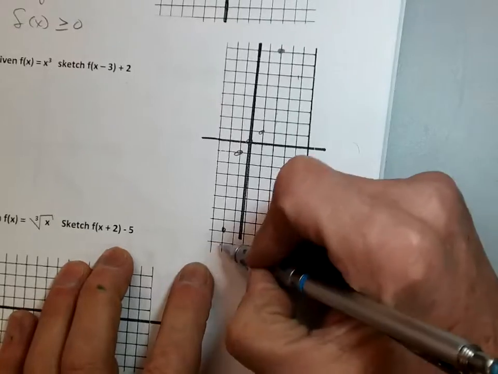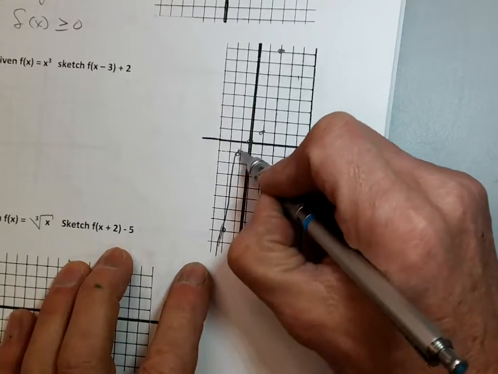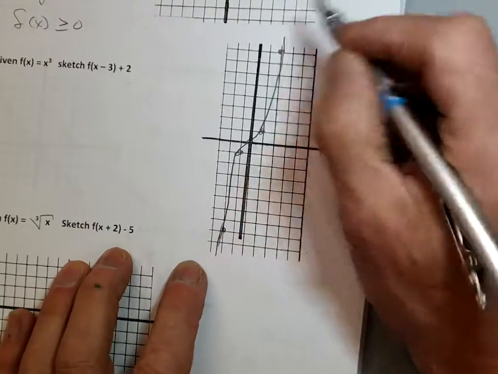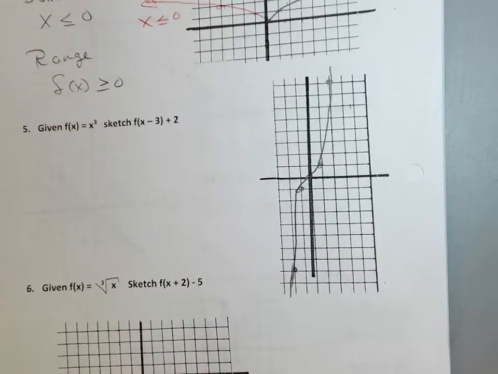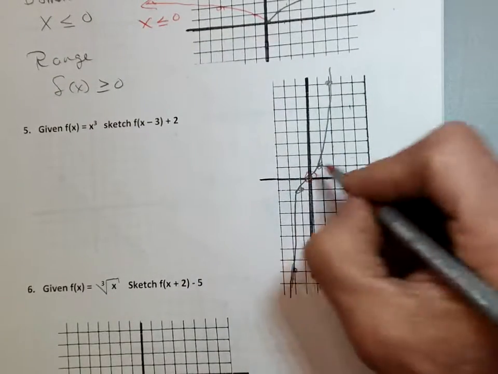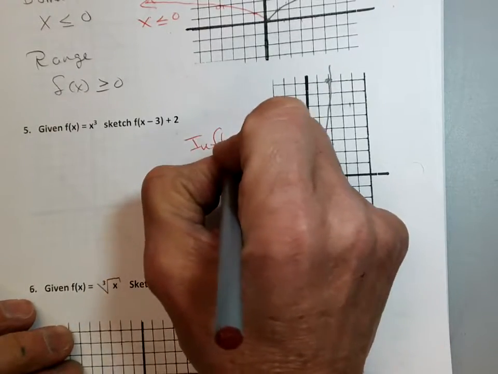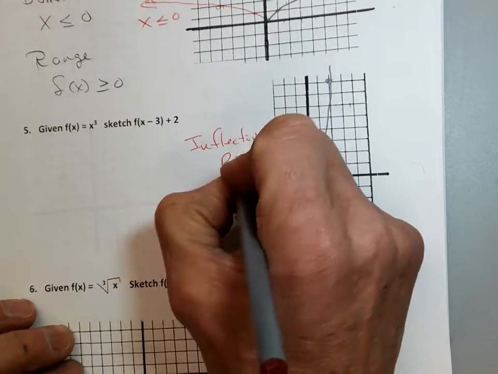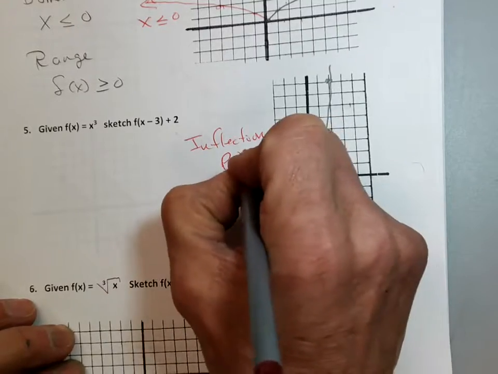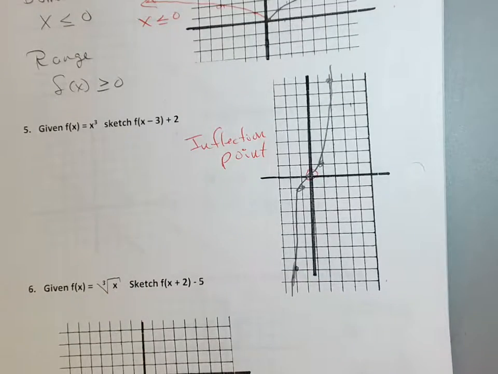So let's go ahead and do this one here, okay? It's got a little bend, okay? So this little spot here where it changes is called an inflection point. And you're going to learn that in calculus. In here, we're just going to talk about it. We're not going to do much with an inflection point. In calculus, we will do a lot about an inflection point.